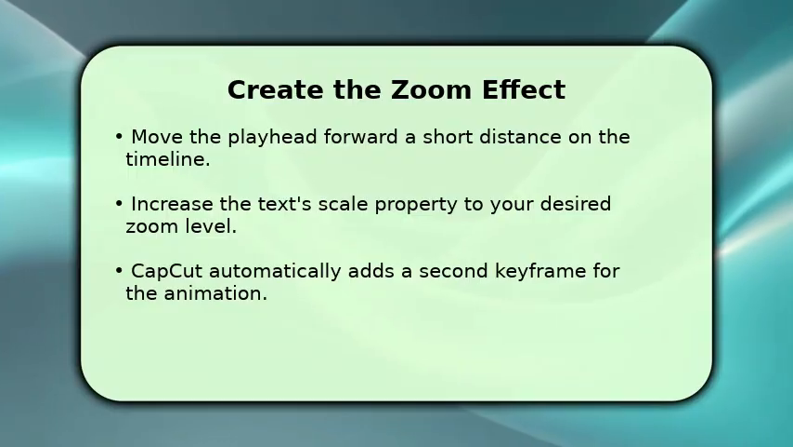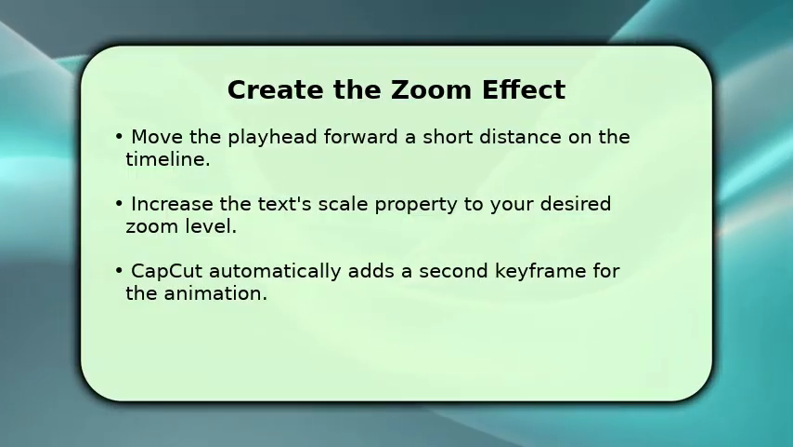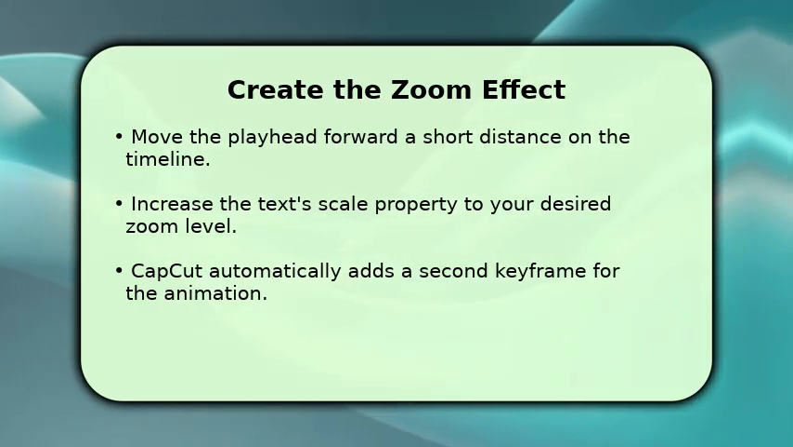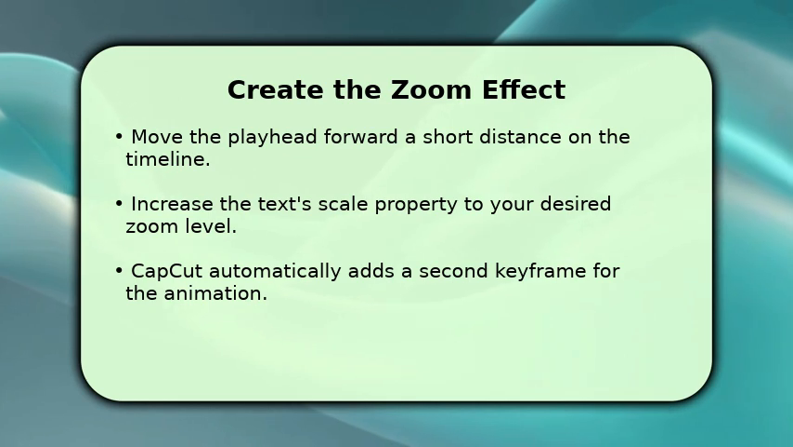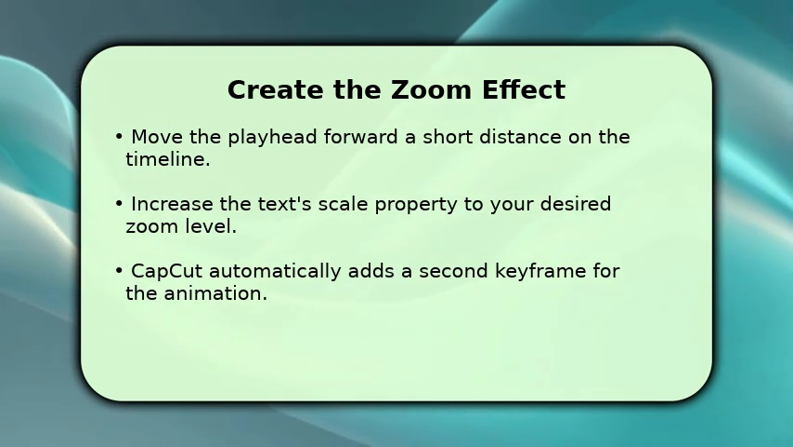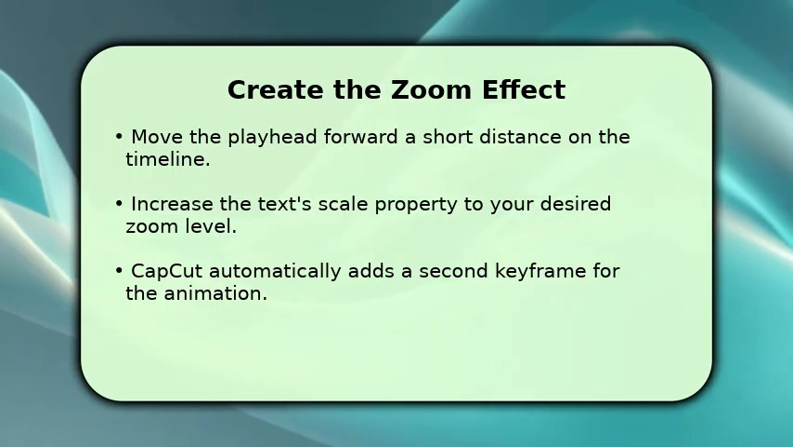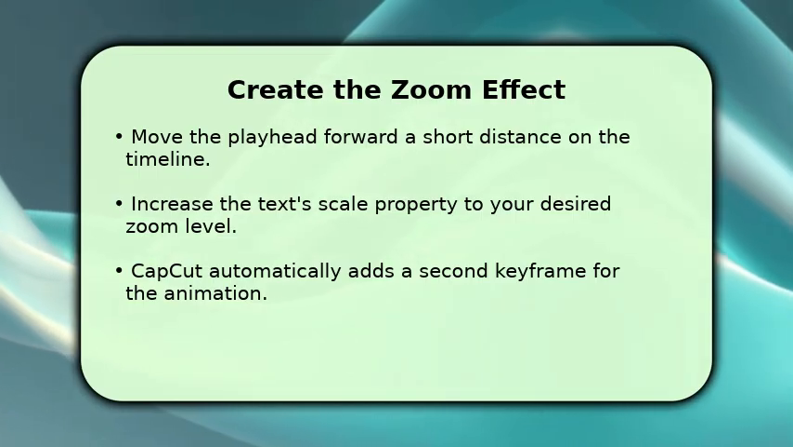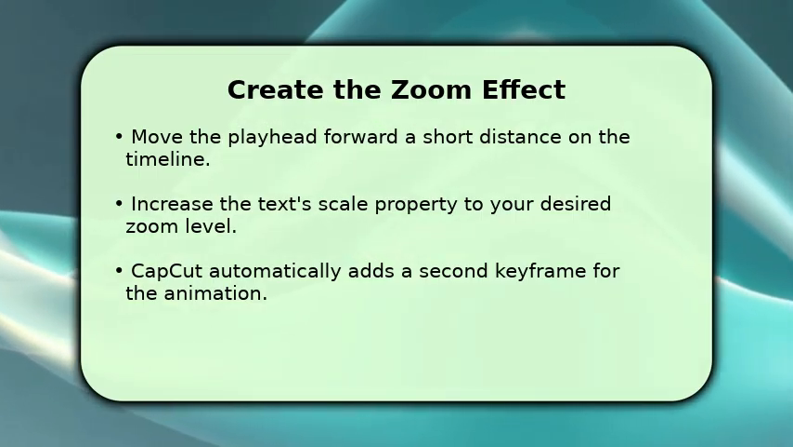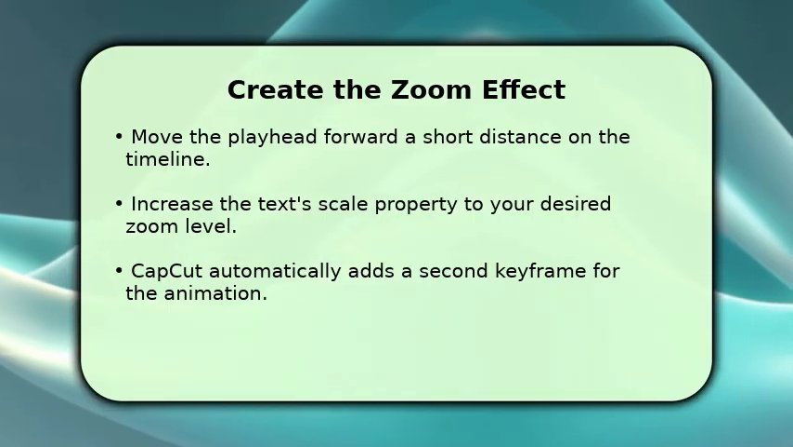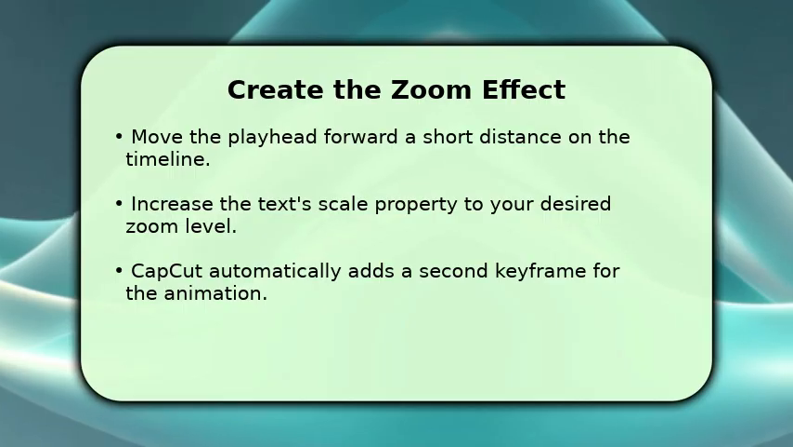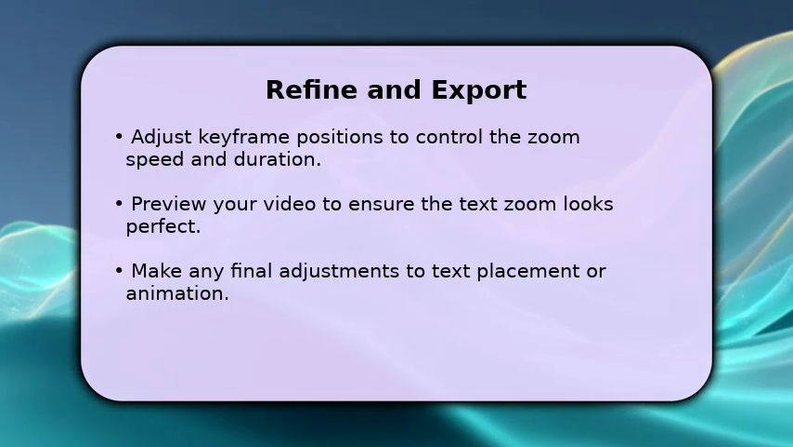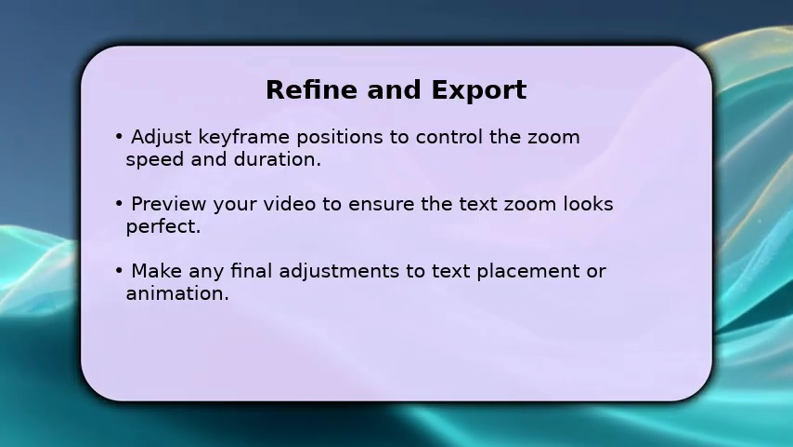Now, advance your playhead a short distance along the timeline, perhaps 1 or 2 seconds, to define the duration of your zoom. With the text layer still selected, increase the scale value in the Properties panel. For instance, you might change it from 100% to 150% or even 200%. Capcut will automatically place a second keyframe, creating a smooth transition between the two scale values, thus generating your zoom effect. Finally, you can refine your zoom by adjusting the distance between the two keyframes.